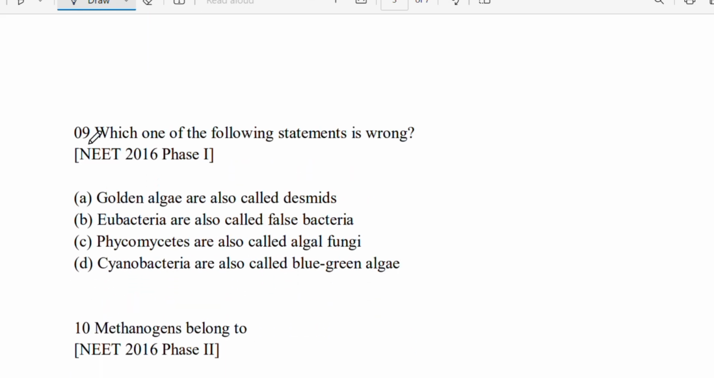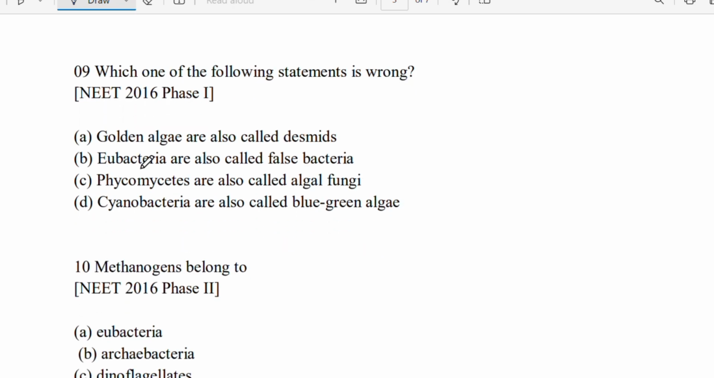Question number 9. Which one of the following statements is wrong? Option A. Golden algae are also called desmids. Option B. Eubacteria are also called false bacteria. Option C. Phycomycetes are also called algal fungi. Option D. Cyanobacteria are also called blue-green algae. And the correct option is option B.